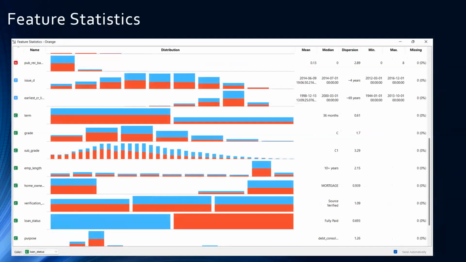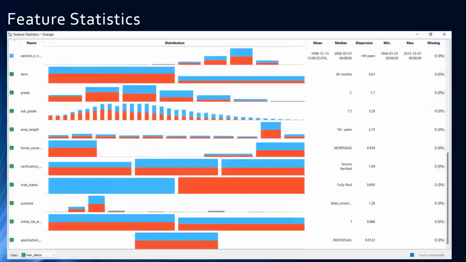When we look at the term feature, there are two types of term, which are 36 months and 60 months. As we can see, when term is 36 months, proportion seems balanced. However, when term is 60 months, charge-off ratio is bigger than fully paid. Next slide, please. They seem balanced. Next slide, please.